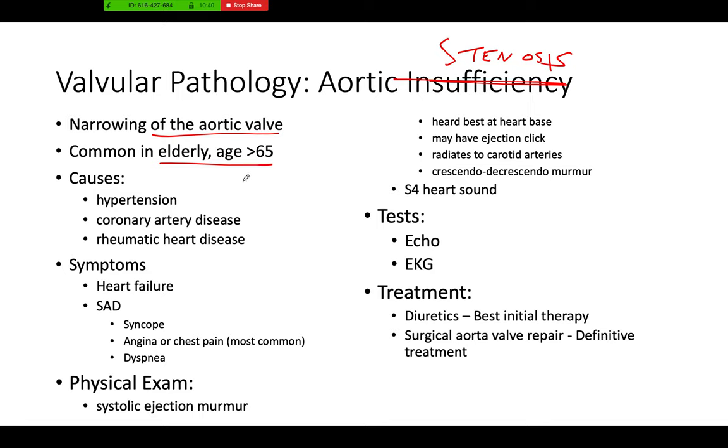If you have some other health problems, this will lead you to have a more severe stenosis. What do I mean by that? Patients that have hypertension for a long period of time have a higher blood pressure that the aortic valve has to close against, and that will cause some stenosis of the valve. Coronary artery disease, rheumatic heart disease tends to affect the mitral valve more than the aortic, but you can see some clients presenting with rheumatic heart disease of the aortic valve as well.